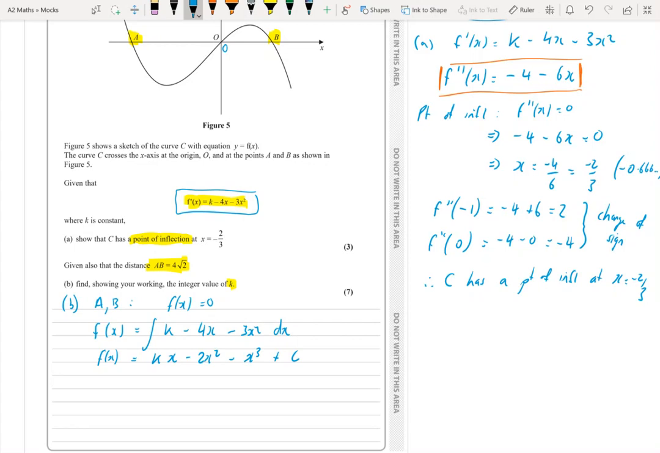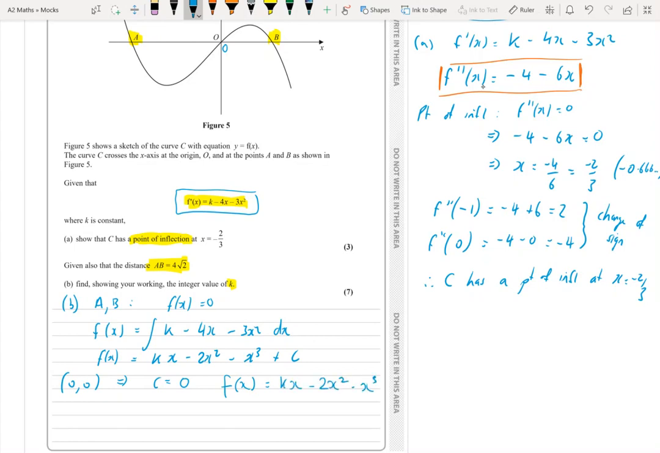We need to do something about c, but we know the graph goes through the origin. So the origin tells us that actually c must be 0 in this case. If you substitute 0 on the left and 0 for x on the right, c must be 0. So this function is just kx minus 2x squared minus x cubed. We can summarize that.